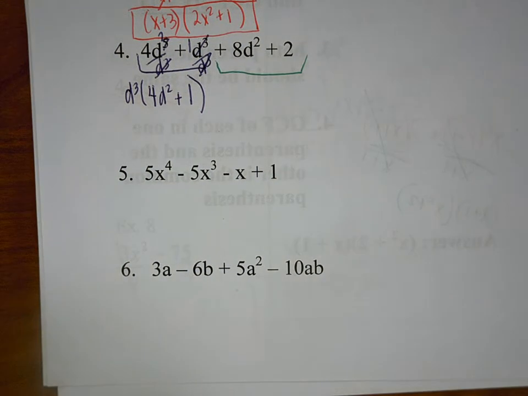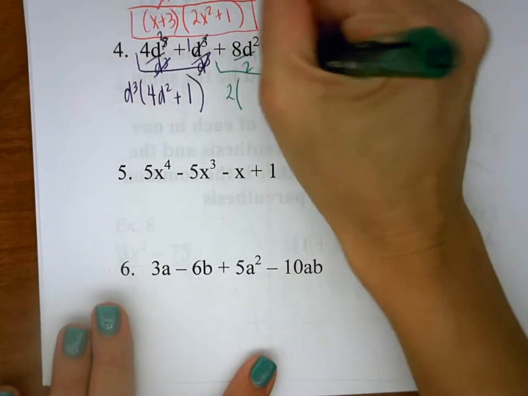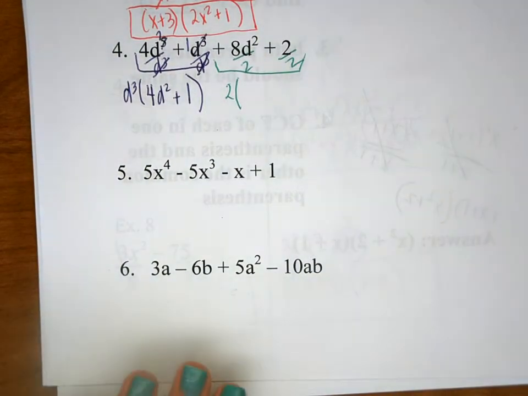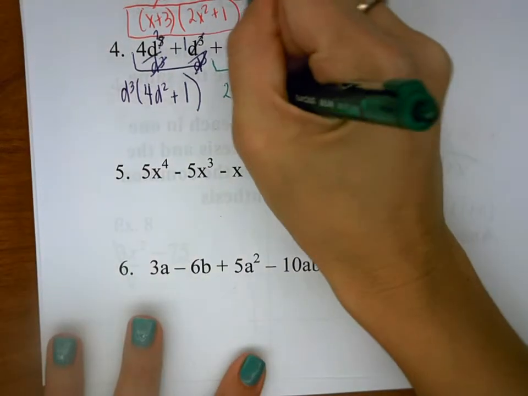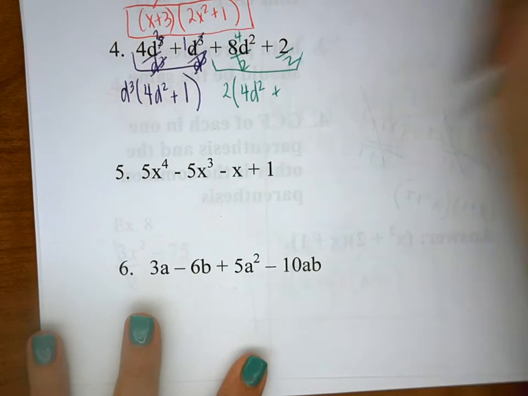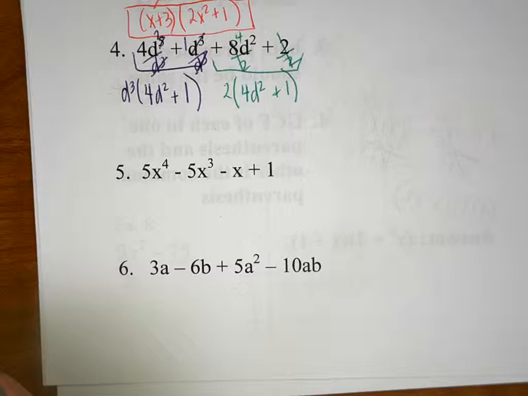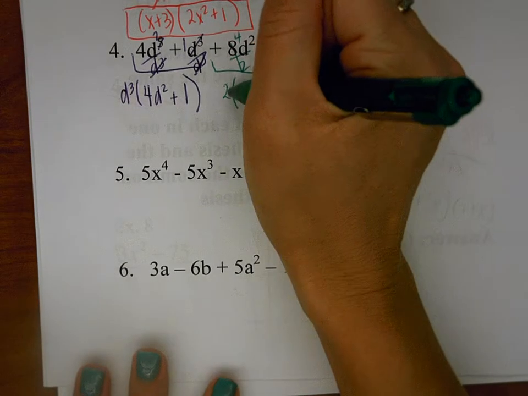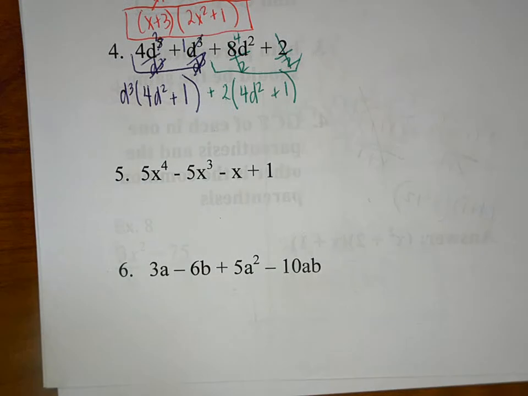On my second group, what is my GCF? 2. So we're taking out a 2. We divide each of these by 2. 8 divided by 2 is 4, and we have 4D squared, plus 2 divided by 2 is 1. Okay, and I would always put that if this is a positive 2 you factored out, it's still a positive 2. We have to keep going.